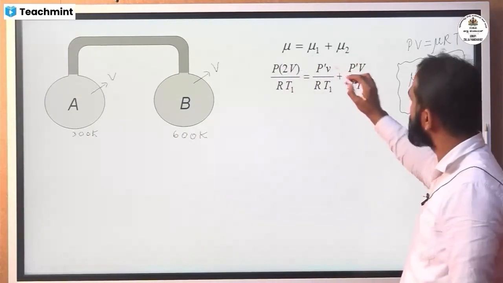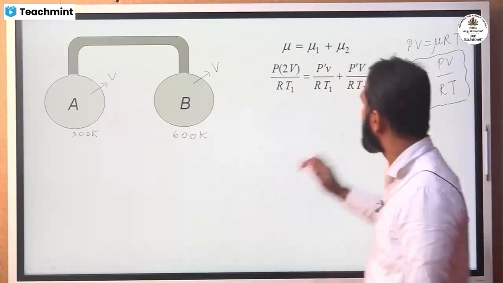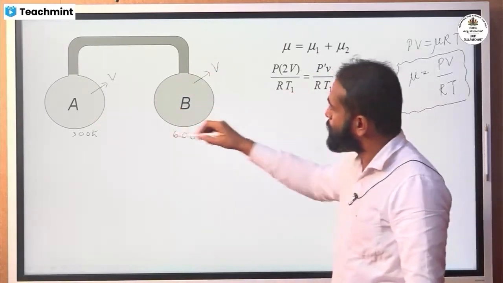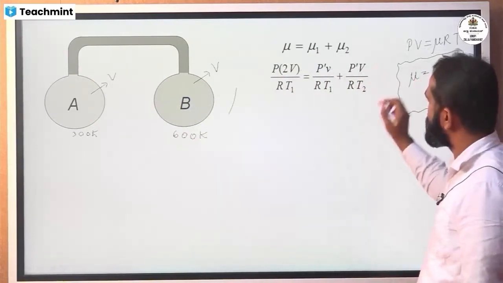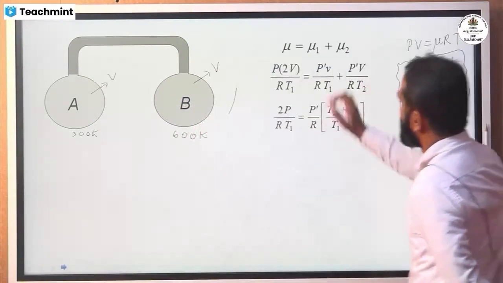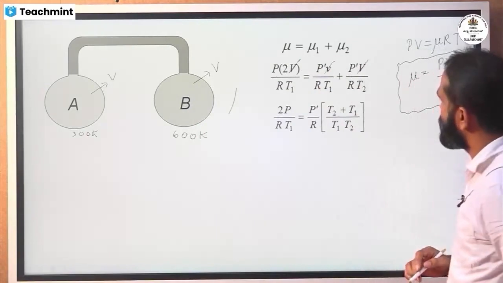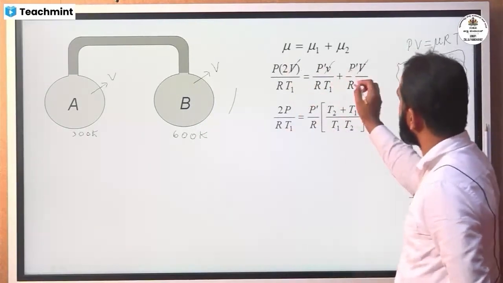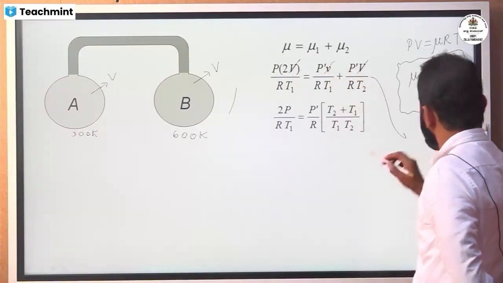We don't know how much, I've just written it as P dash, but the volume of both containers still remains the same. So here V, RT1. Similarly, the pressure in the second container B also becomes P dash, the volume remains the same, RT2. So let's solve this. Here V cancels everywhere. After cancelling V, the remaining is 2P by RT1. So P dash you can take common.